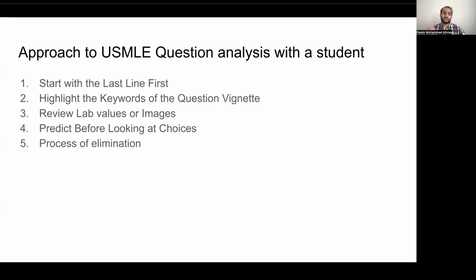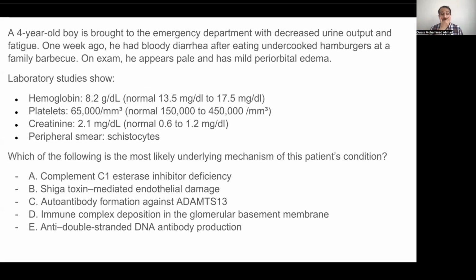And the next thing is process of elimination. I go through every single option. USMLE questions usually have 5 options. Sometimes 4, but it's usually 5 to 6 even. But it's usually 5. So we go through every option and cross them out till we find the right answer. And here's the question, which is based on hemolytic uremic syndrome.